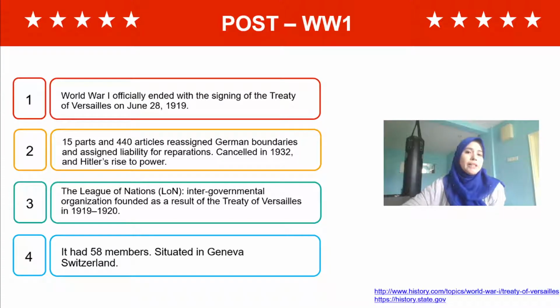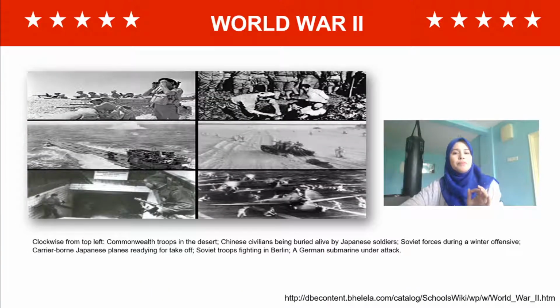Post World War One, it officially ended, and then came the birth of the League of Nations due to the Treaty of Versailles. However, the Treaty of Versailles was not a fair treaty, whereby it put the losing party, which is actually Germany, in a very bad shape. There were 58 members, but Germany was not happy with this, and it turned out that after that, we have World War II.